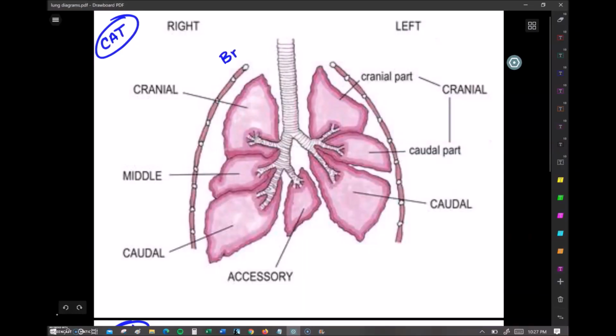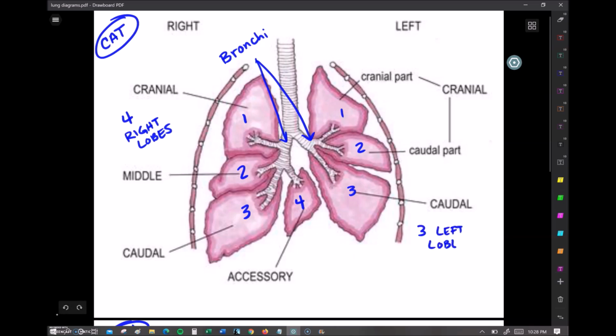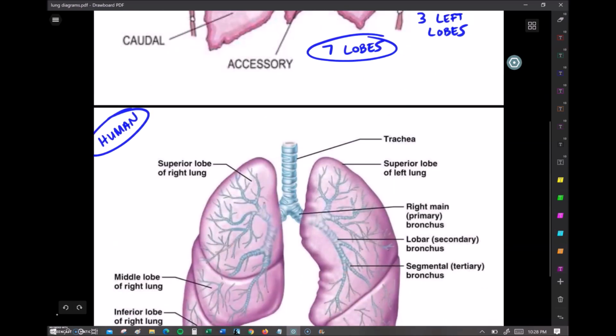Here I have a diagram of the cat's lungs. As you can see, the bronchi are branches off of the trachea, and I am numbering the lobes of the cat's lungs. On the right we have 4 lobes, and on the left we have 3 lobes. And so the cat has a total of 7 lobes.